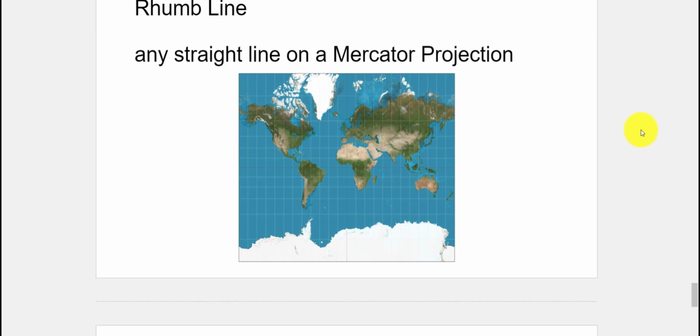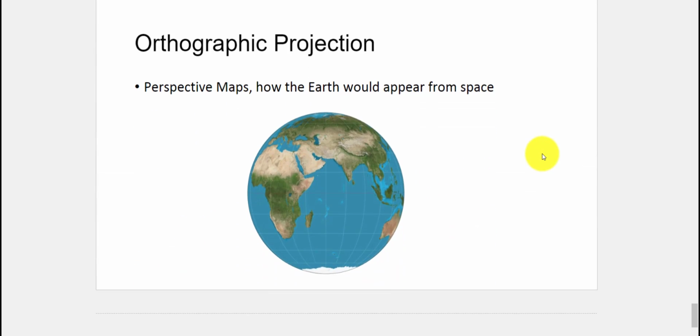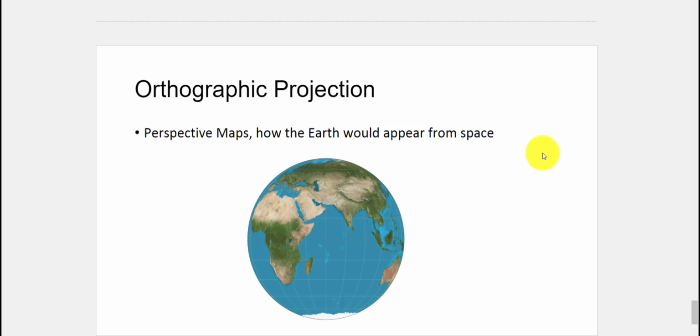Your book talks about a rhumb line. A rhumb line is any straight line on a Mercator projection. So you'll notice here that Mercator projections have right angles, and we have squares near the equator, and they get elongated into rectangles as we move towards the South Pole and towards the North Pole. Remember the stickers that we saw? That's the distortion. With an orthographic projection, these are used on perspective maps, and it's how the Earth would appear from space.